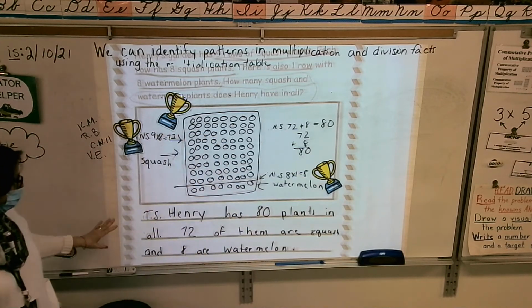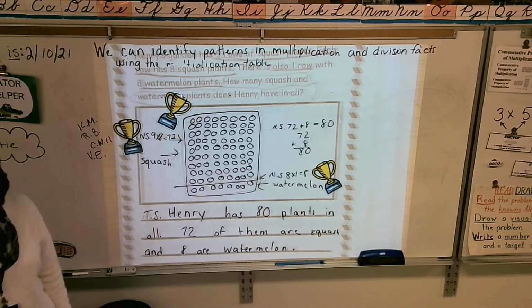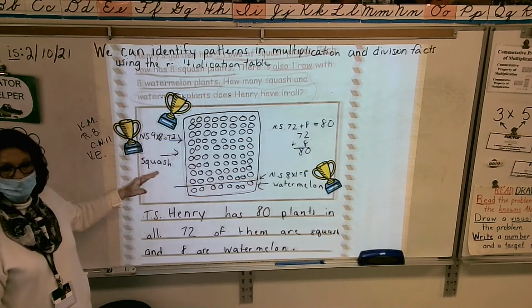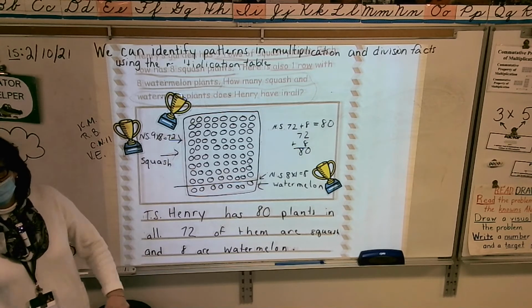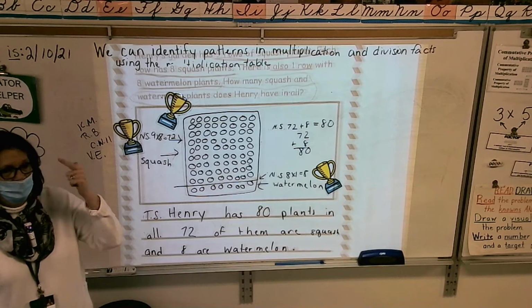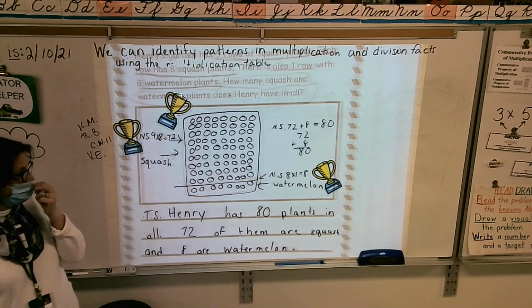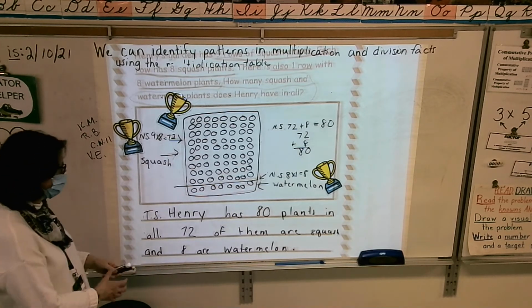If I had more trophies, we could give this person a trophy for their great target sentence. They didn't just put 80. They put 80 plants in all, and they told you 72 were squash and 8 were watermelon. So really nice job by this student. So thank you so much.